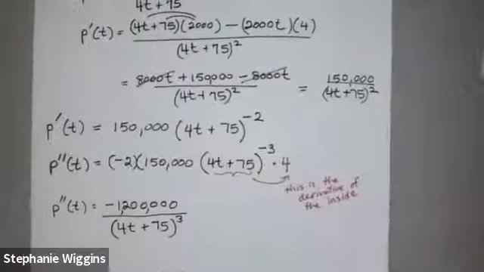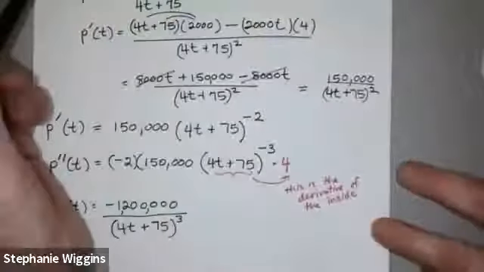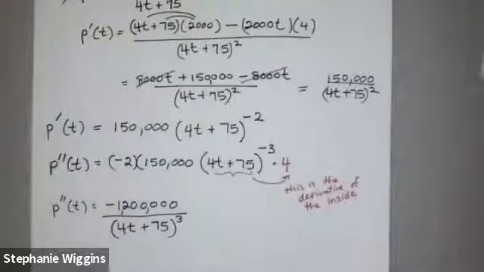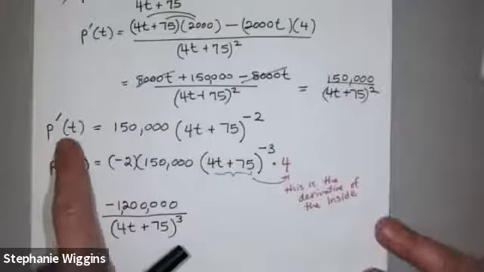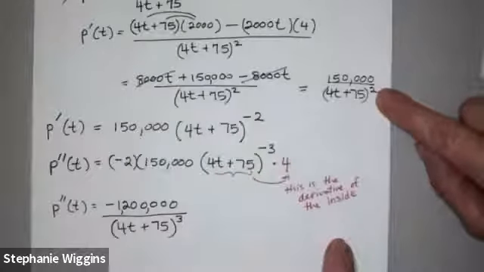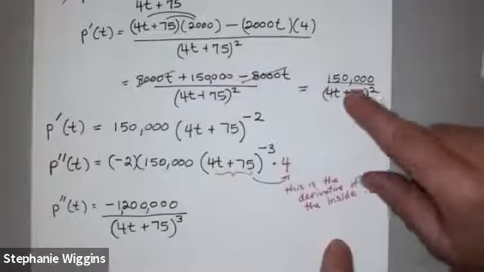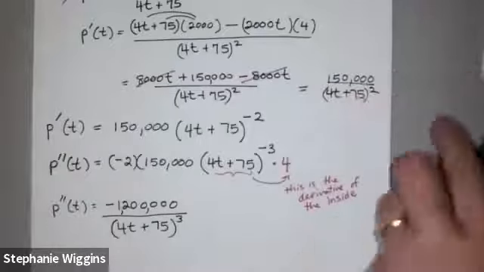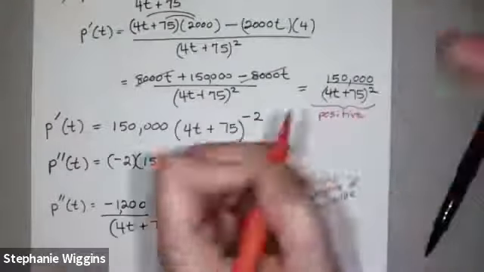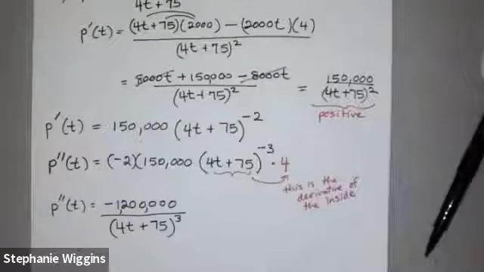So let's talk about what these are telling us. Here's the original function. As you go forward in time, notice that the first derivative is positive because we're squaring. The denominator is positive, the numerator is positive, so this whole thing is positive. That means that the rate of change for your population of deer is increasing, because this is a positive number. So the population is growing.